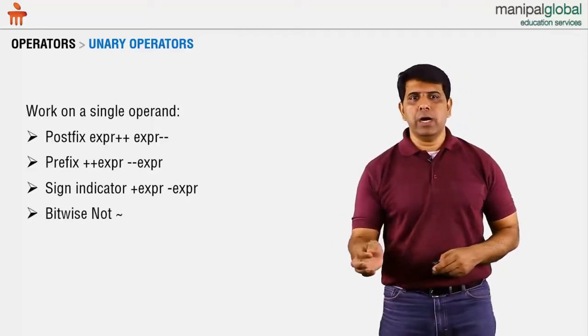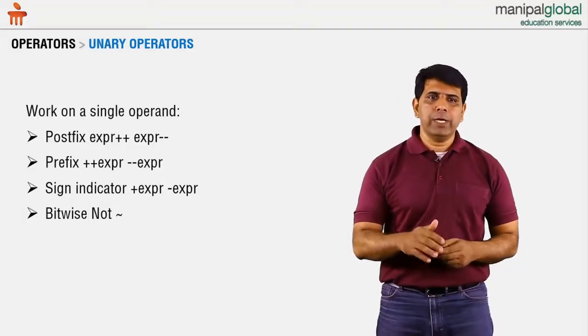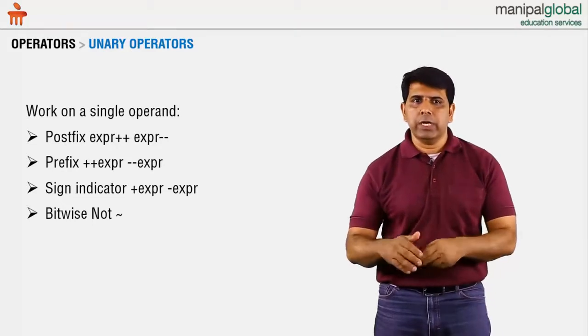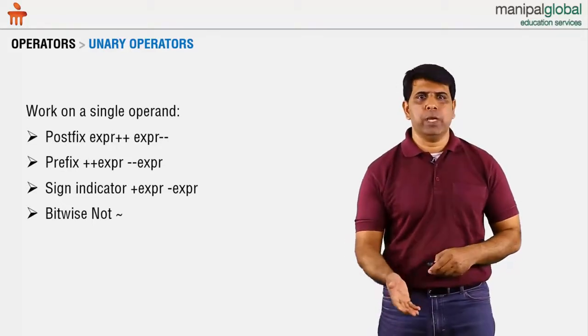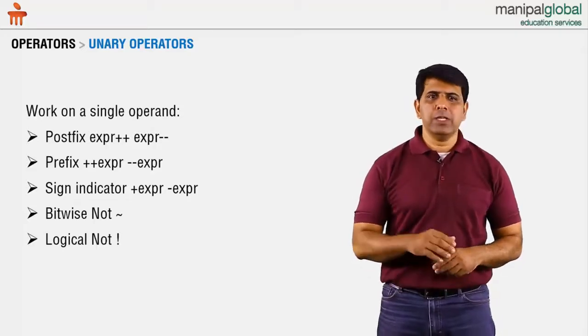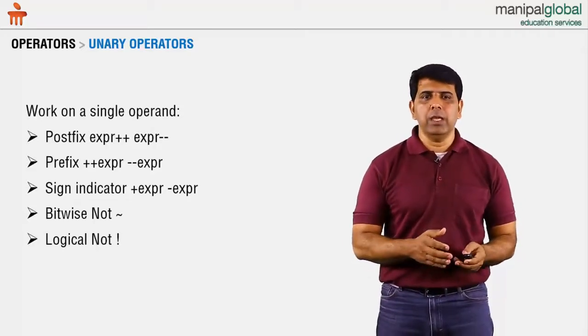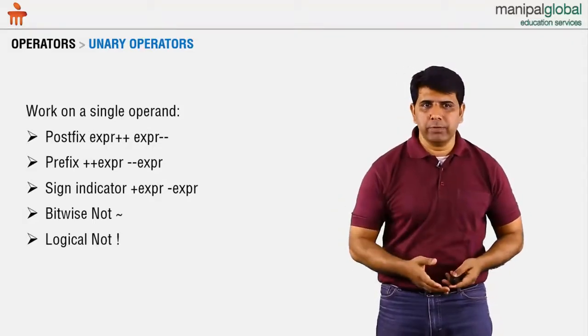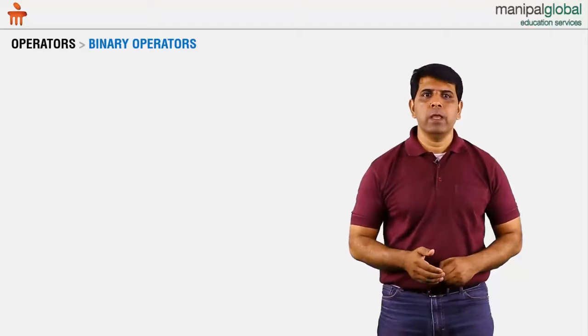There is a bitwise not. A bitwise not just says that if there is a 0, it becomes 1, and if it's a 1, it becomes 0. There is also a logical not. If there is a Boolean expression, something like a less than b or b less than a, and you want to get the negative or complement of that, use this one.